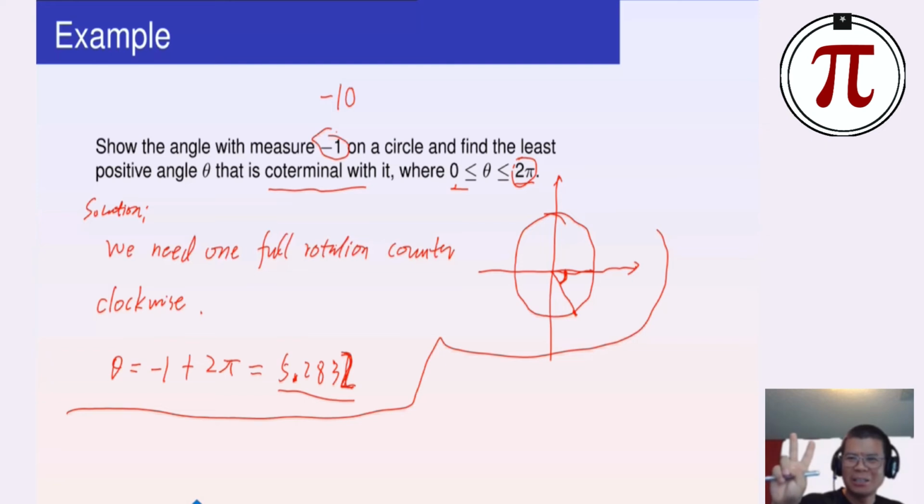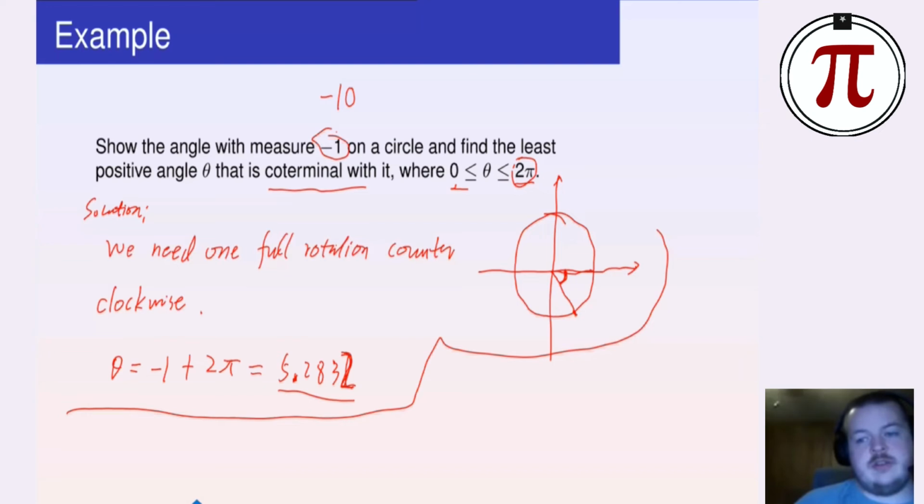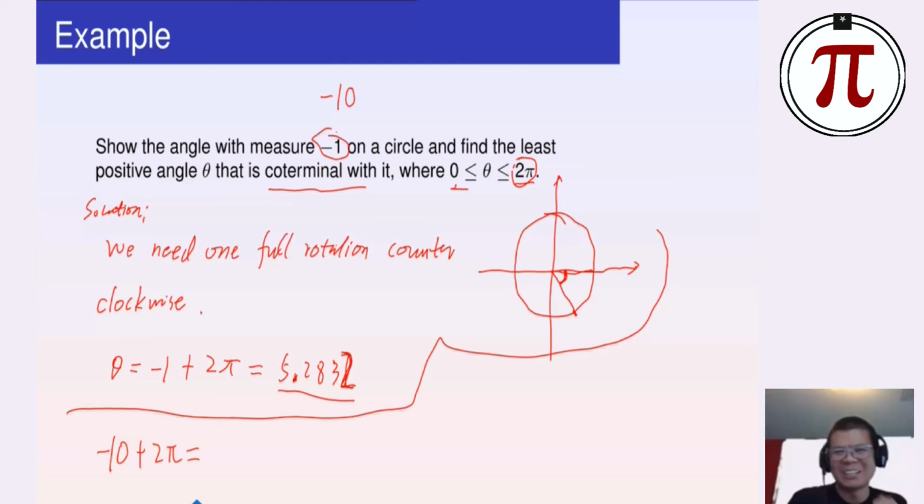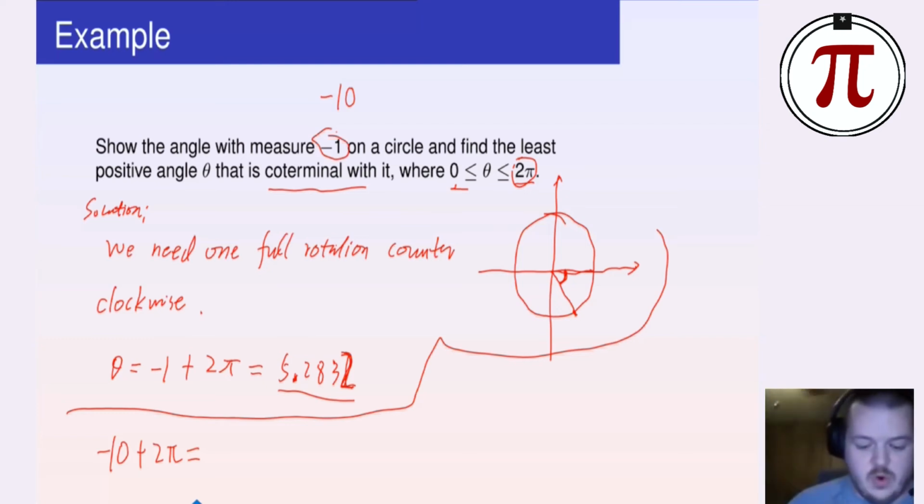Why do we need 2 full rotations instead of 3? Because each rotation is 2 times 3.14. So you can just try it out. If it's -10, what is -10 plus 2 pi? Negative 3.7168. Yeah, since it's still negative, if you do 1 full rotation, it's still negative.